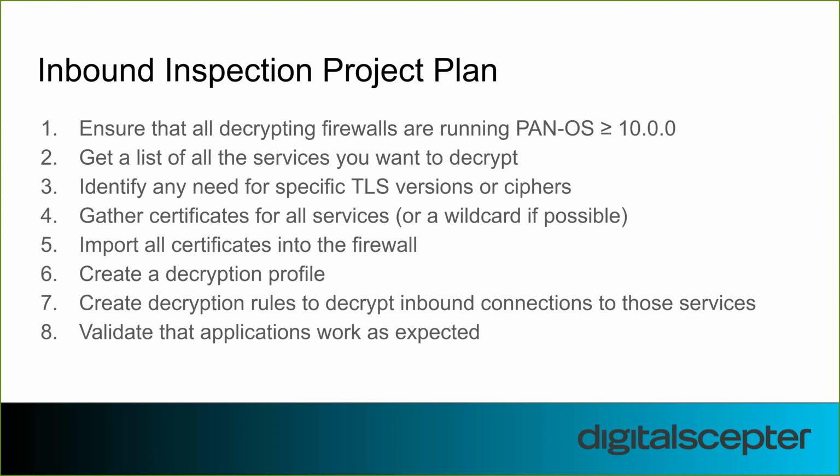So with that all said, here's the basic project plan to get inbound inspection going. There's a lot of points on here, but they're all fairly easy. The first thing is, before you start, you want to make sure that all of your firewalls that are going to be doing any of the decrypting, even if they were just doing outbound inspection, I would recommend this as well: make sure you're on PAN-OS 10.0 or greater. There were a lot of changes to the decrypt settings. They can do TLS 1.3 now, and there's a nice new set of tools for troubleshooting if anything goes wrong. So that's very useful.